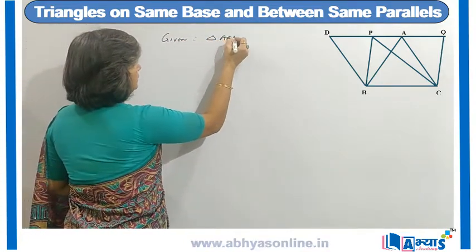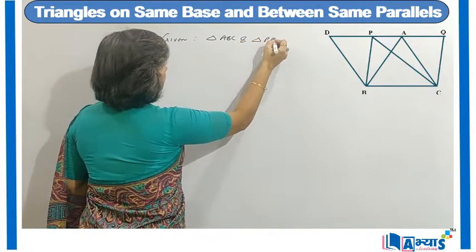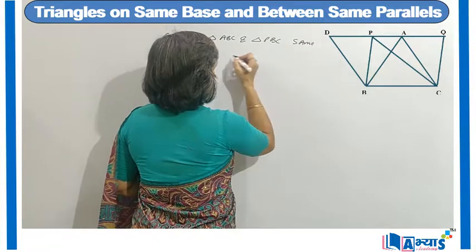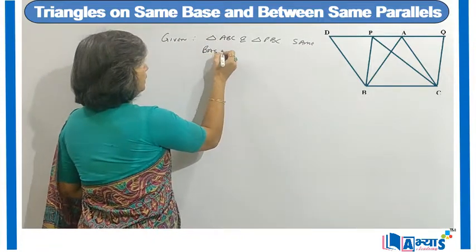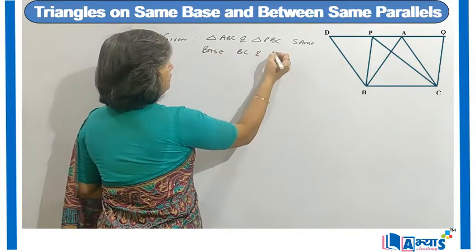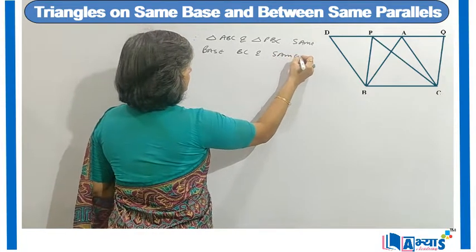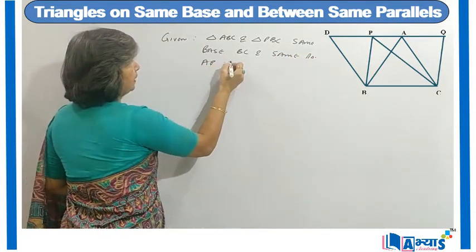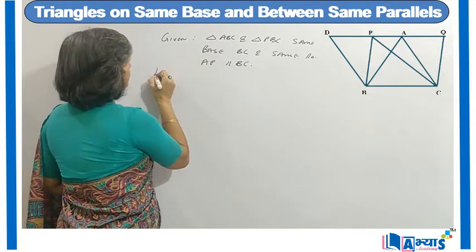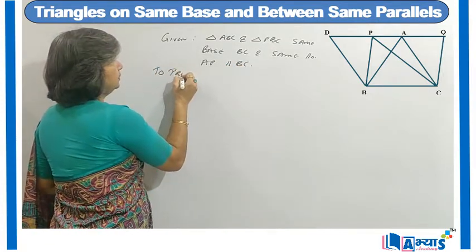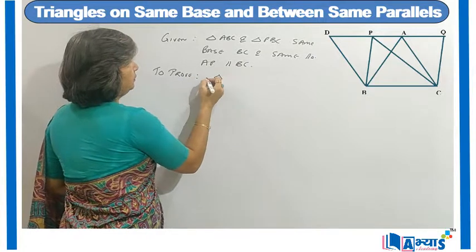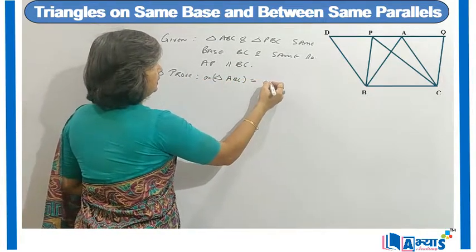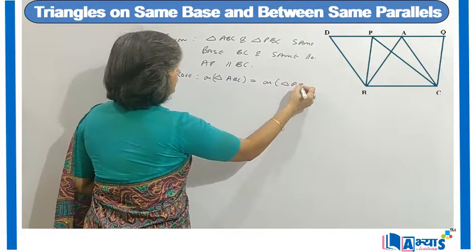So it has been given to us: triangle ABC and triangle PBC are on the same base BC and between the same parallels. AP is parallel to BC. To prove: area of triangle ABC is equal to area of triangle PBC.